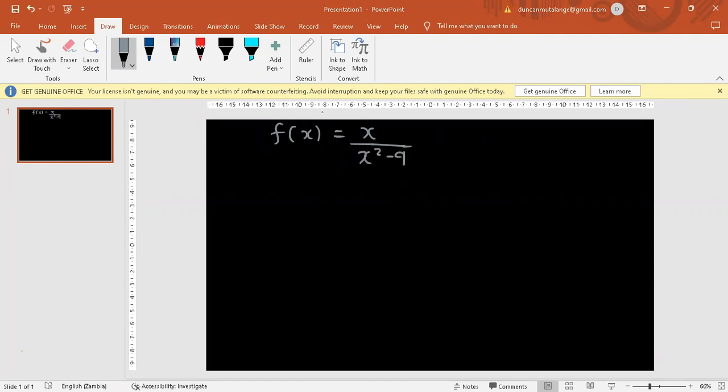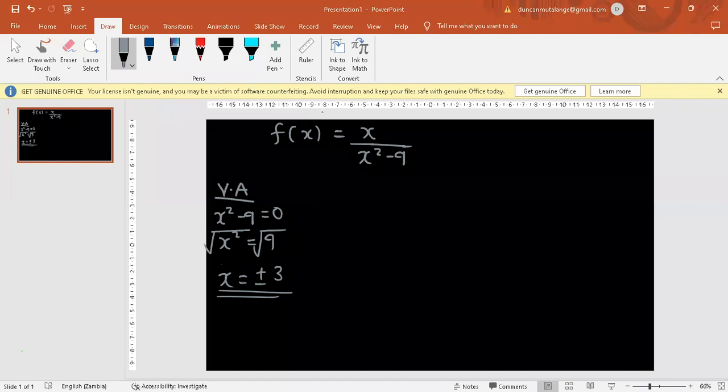So remember, the first thing is you need to find the vertical asymptote. How are you going to find the vertical asymptote? Right here, you just take the bottom part. x squared minus 9 will be equal to 0, meaning x squared will be equal to 9. Then you can square root both sides to get x equal to plus or minus 3. So these two numbers are your vertical asymptotes. What about the horizontal one?